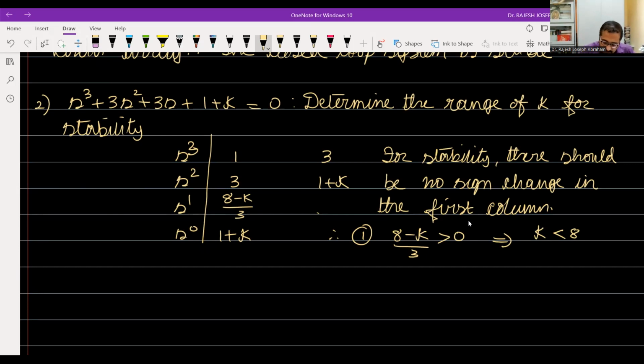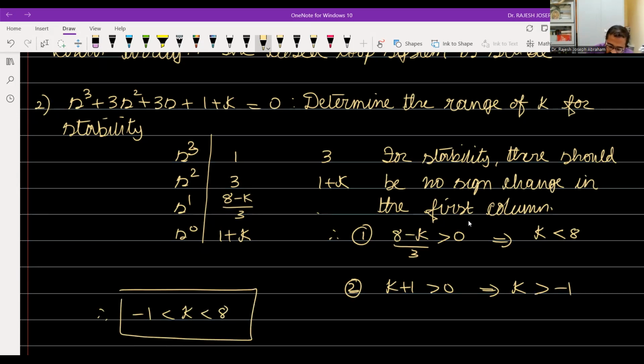That's the condition, from s raised to 1 row. Now also 1 plus k should be greater than 0. K plus 1 should be greater than 0, or k should be greater than minus 1. So this is the range in which k has to lie so that the system becomes closed loop stable. So if you combine these two, you will get minus 1 less than k less than 8 for closed loop stability.